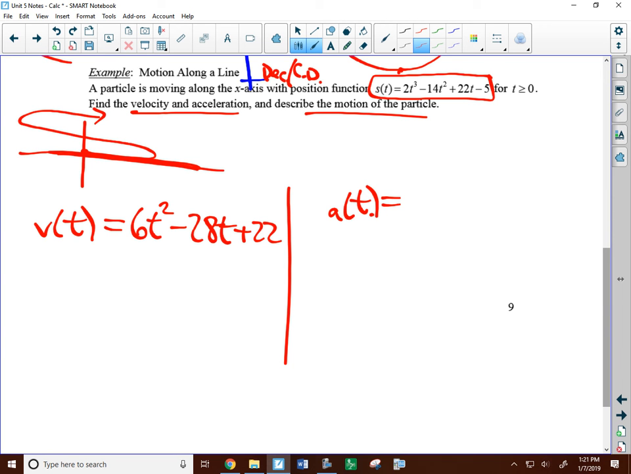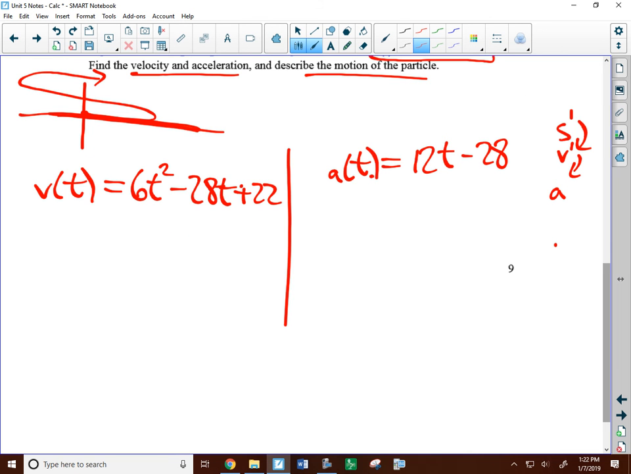Acceleration is then what? How do I find it? There's position, and the derivative gets you velocity. Then what? The derivative of velocity gets you the acceleration. You should continue as position, velocity, acceleration. So 12t minus 28.